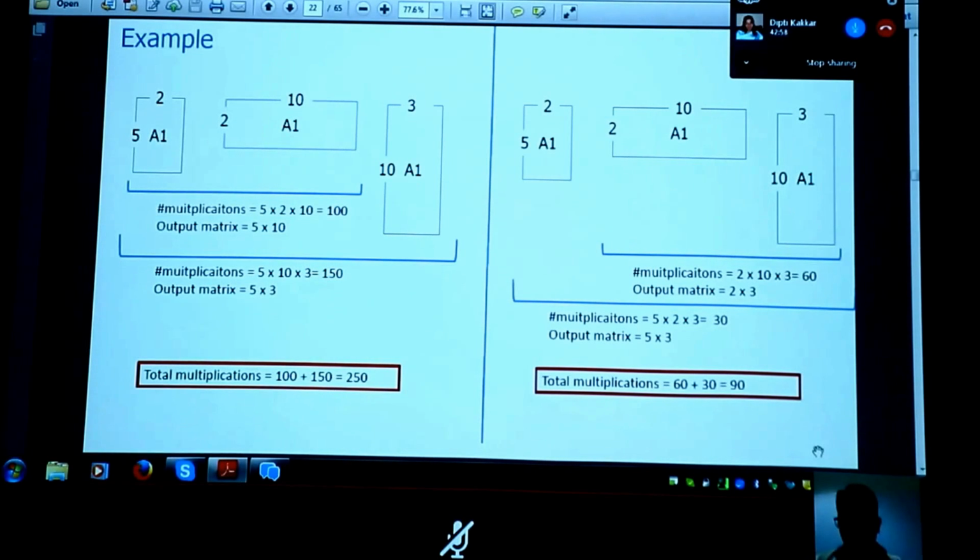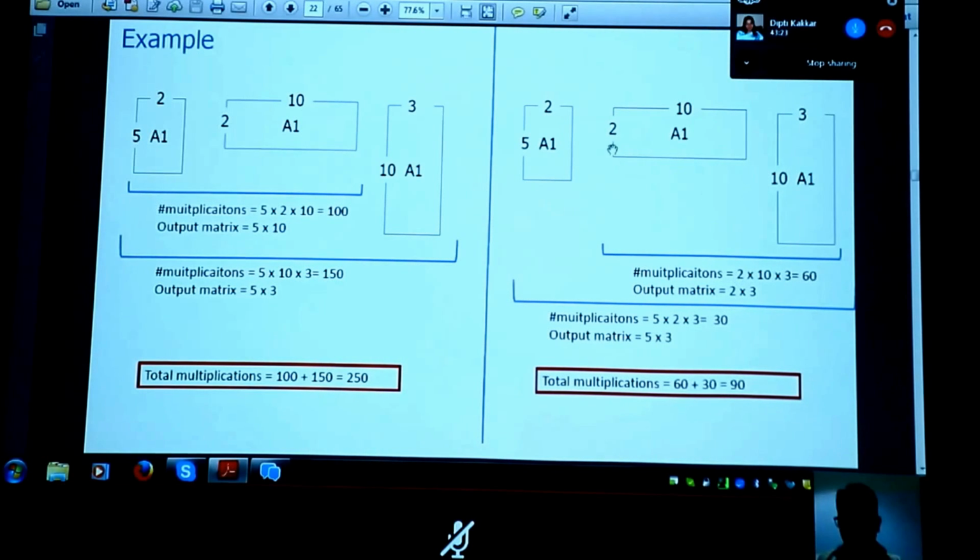In one example, you have a 5×2, a 2×10, and a 10×3 matrix. Now, if you multiply it this way, the first one is a 5×2 times 2×10, so 5 times 2 times 10 is 100. The other one is 5×10×3, this outer multiplication, so that is 150. So the total will be 250.